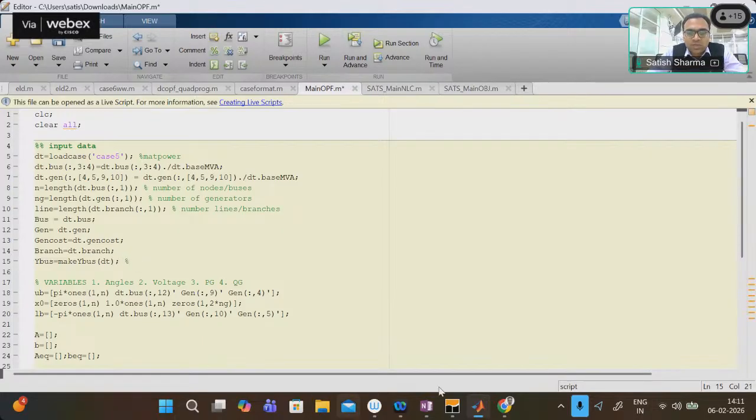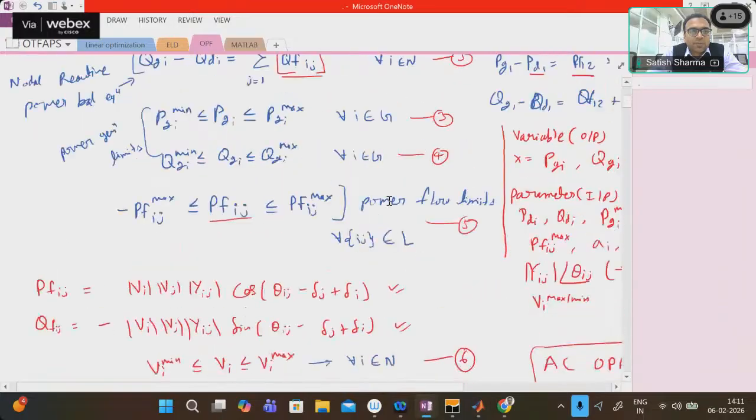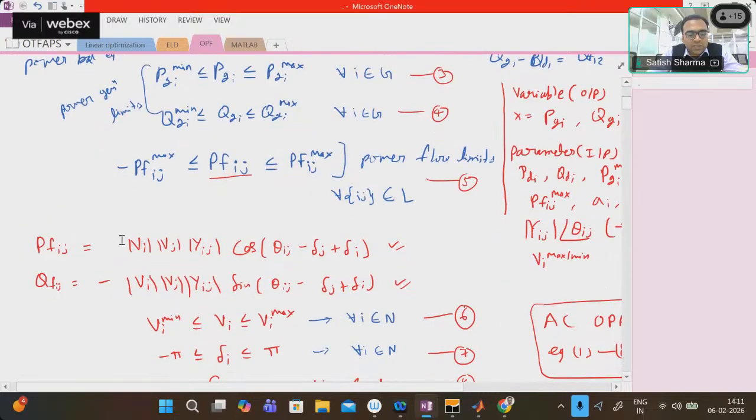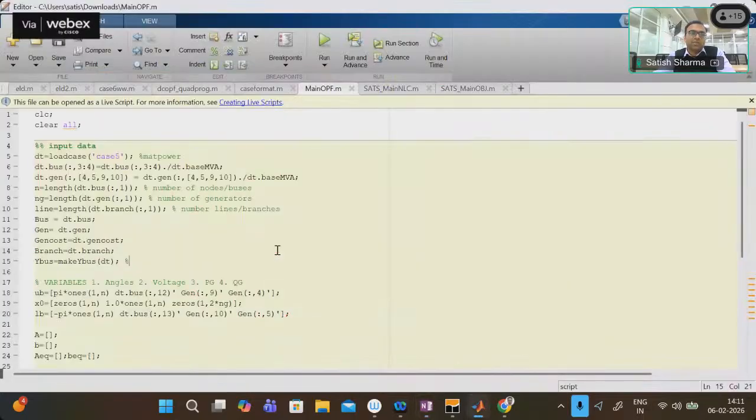If you see here, to write these non-linear terms like power flow between i and j, we need this particular information. Yij and theta ij are the elements of Y bus and the angles of the Y bus elements. So Yij is the magnitude of the ij element of Y bus, and theta ij is the angle of the ij element of Y bus. So we need to build a Y bus.